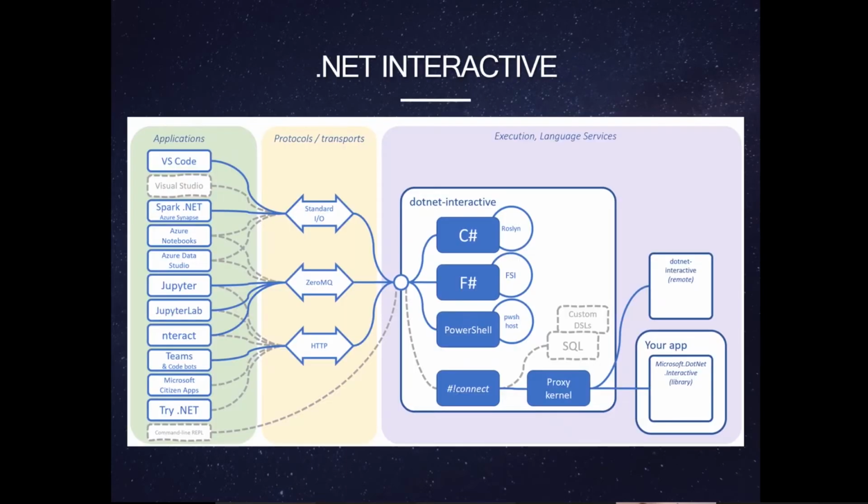Okay. So how it runs in the back end in terms of architecture whenever we talk about kernels, right? Whenever they talk about the C# kernel or the Python kernel, it goes into this execution or the language services. So .NET Interactive allows me to have C#, F#, and PowerShell, and also the capability of other things that you can expand it, not just limited to these.